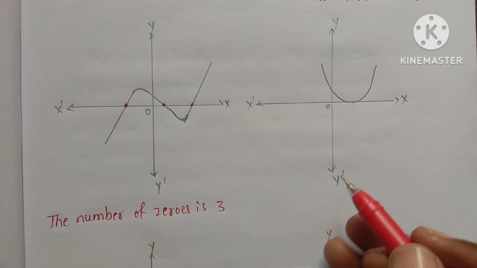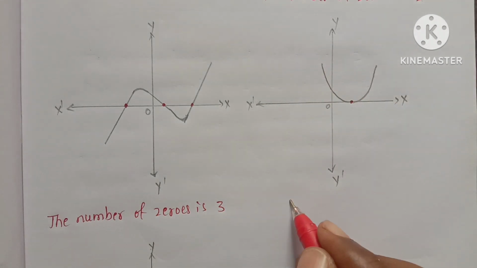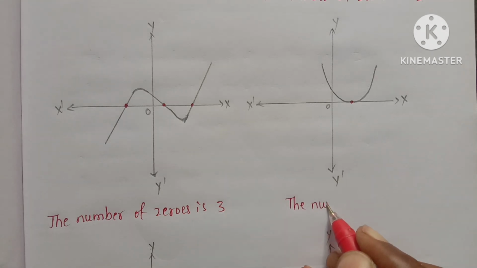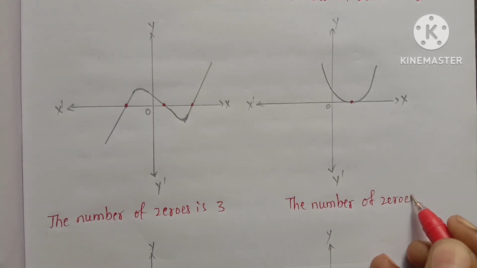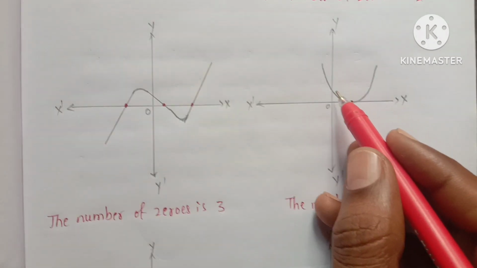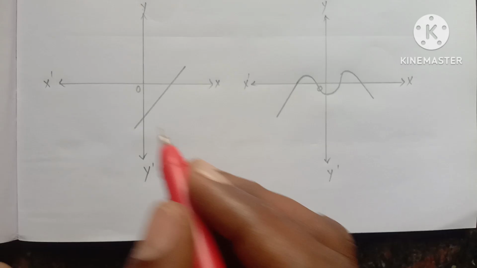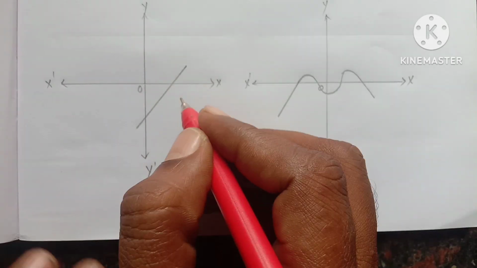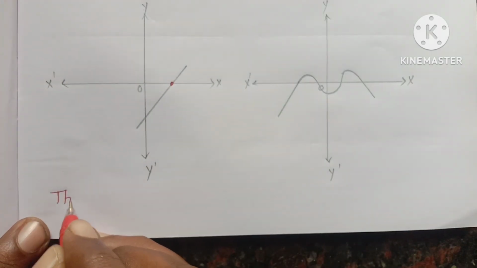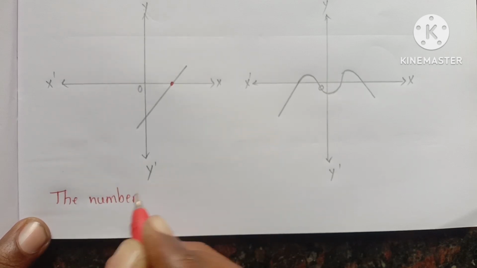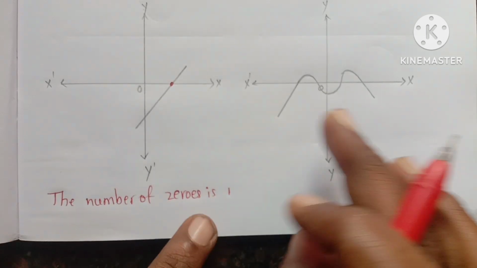Observe this, in this parabola the line only touches the x-axis at 1 point. That's why the number of zeros is 1 here. Don't consider the y-axis, consider only the x-axis. Here you observe on the x-axis we have only 1 point. That's why the number of zeros is 1.